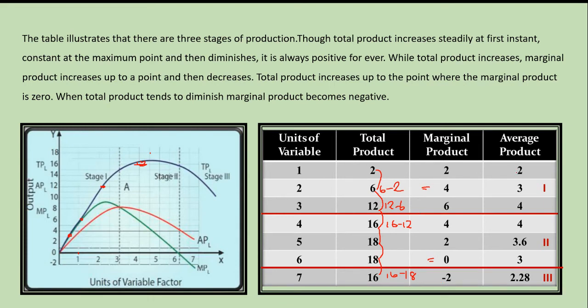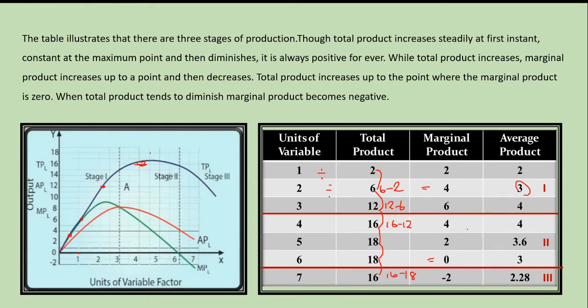How do you calculate the average product? Average product, 2 divided by 1. 2 divided by 1 will give you 2. Next, 6 divided by 2. How much will you get? 3. Can you see 3 here? Okay. Next, 12 divided by 3, you get 4. 16 divided by 4, you get 4. So, this is how you calculate the average product.